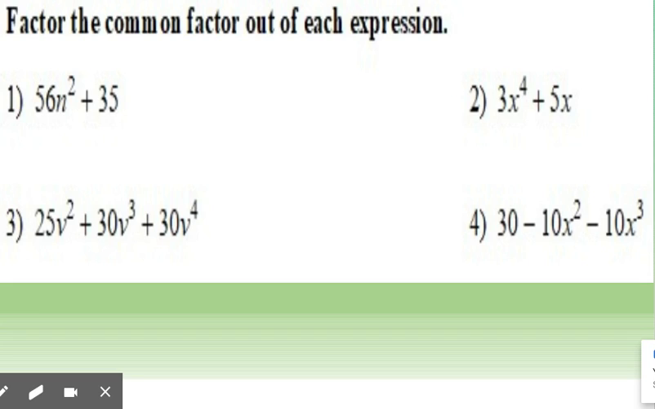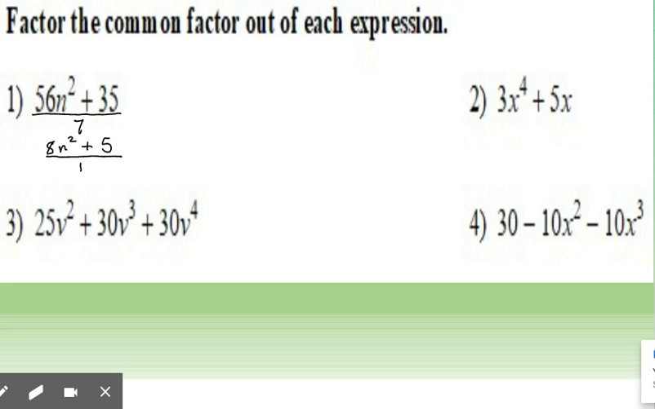All right, number 1. I'll look for what I can divide out here. And in this particular one, these numbers are both divisible by 7. So if I divide by 7, that's going to leave me with 8n squared plus 5. Always double check. 8 and 5, there's nothing else to divide out, so 1, it's done.